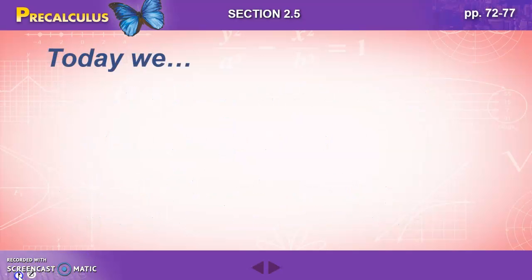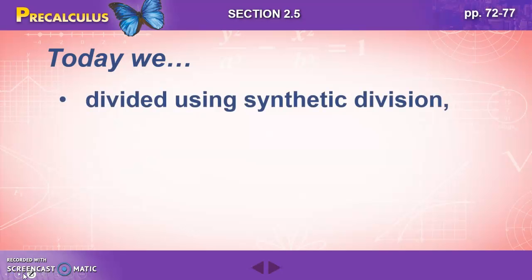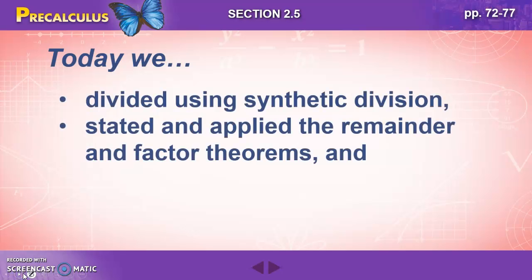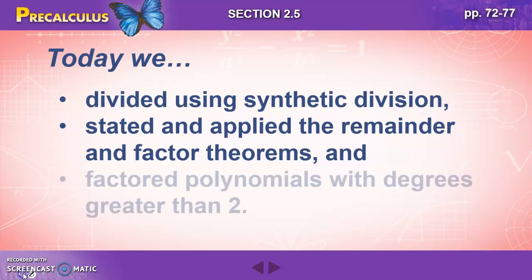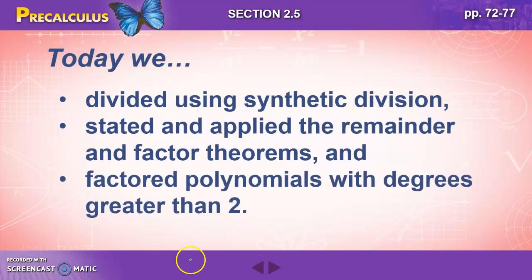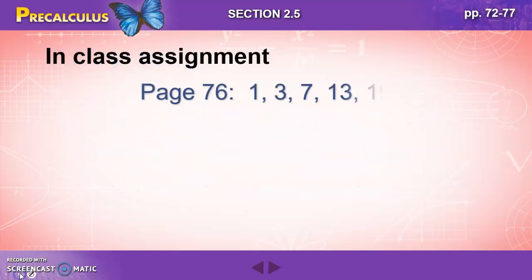Today we reviewed division using synthetic division. We stated and applied the remainder and factor theorems, realizing that there's a connection between a remainder and a factor. And we factored polynomials with degrees greater than 2. We also created a polynomial by being told the zeros and working our way backwards to generate the original polynomial. If you have any questions, be sure you ask me next class.